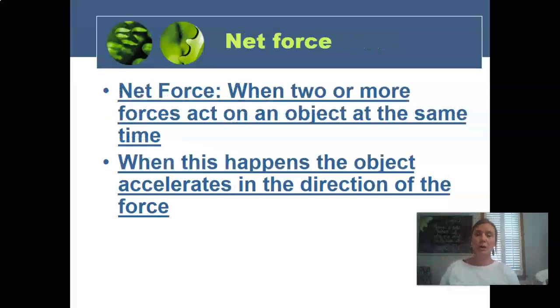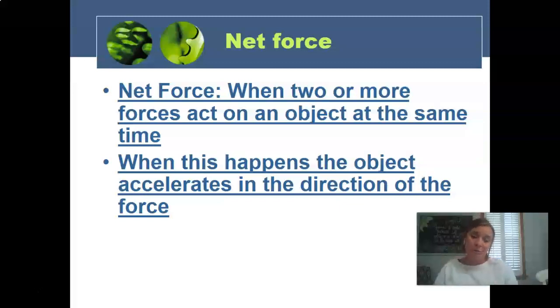The first one is a net force, and that is when two or more forces are acting on an object at the same time. It's the total value of how much force is being applied to an object. So right now I'm sitting in a chair. Gravity is pushing down on me, and the chair is pushing back up on me. So I'm not falling down to the ground or anything like that. It's just allowing me to sit right here.